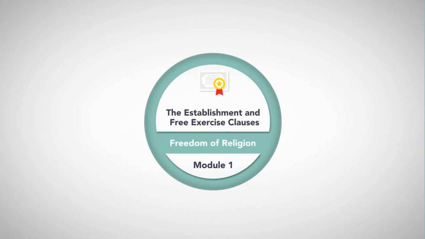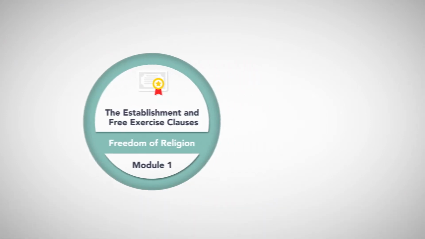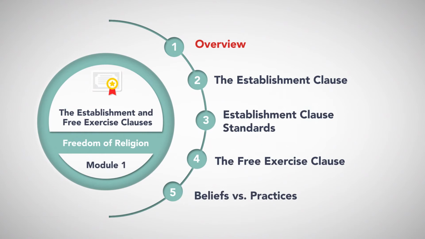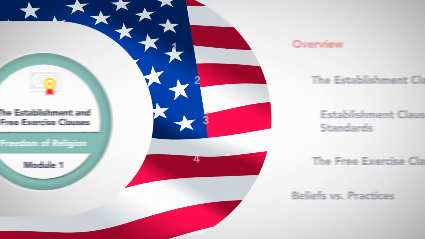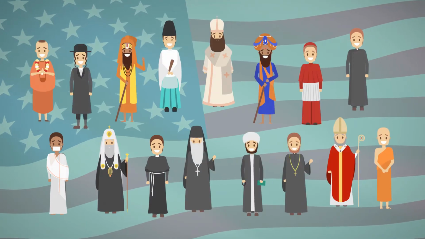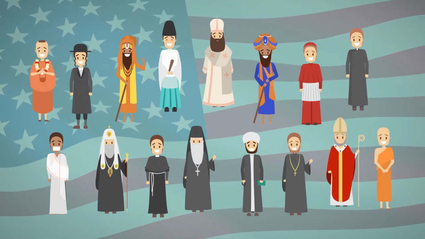Module 1. The Establishment and Free Exercise Clauses. Overview. In the United States, the right to freely practice religion is considered central to ensuring liberty, autonomy, and self-determination.